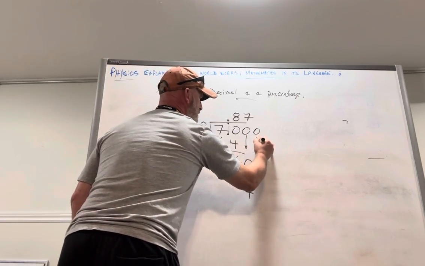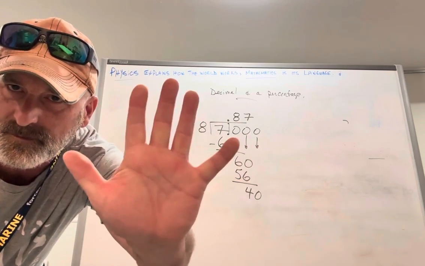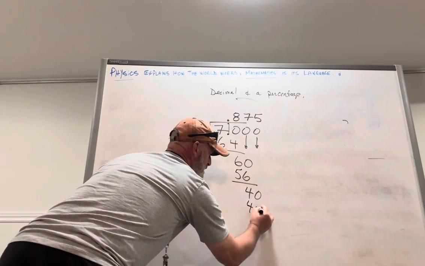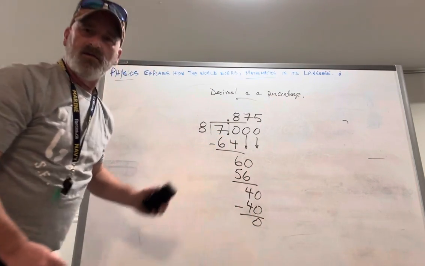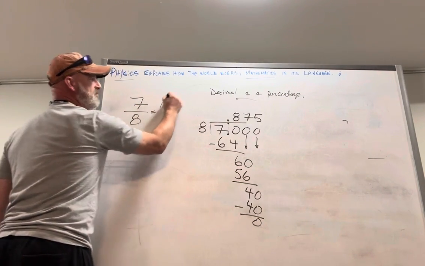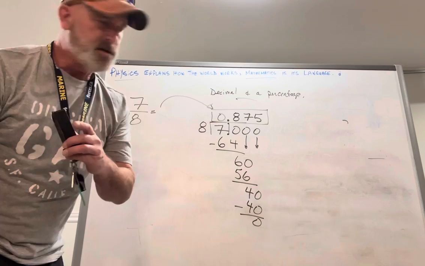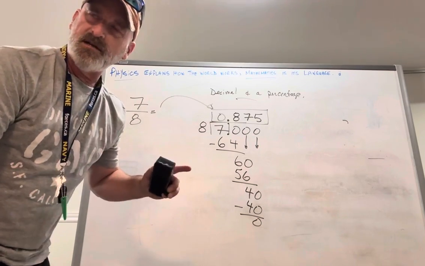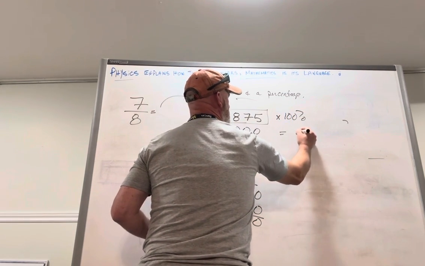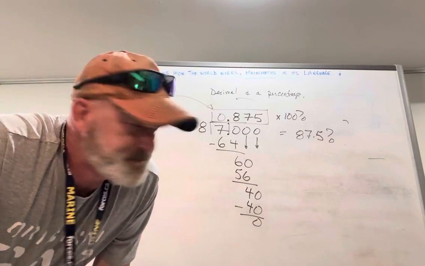And then we bring down the 0. And 8 goes into 40 5 times. So we now know that 7 divided by 8 is the same thing as 0.875. And if you wanted to know what percentage it was, what percentage is 7 out of 8? You multiply it by 100, and you get 87.5%.